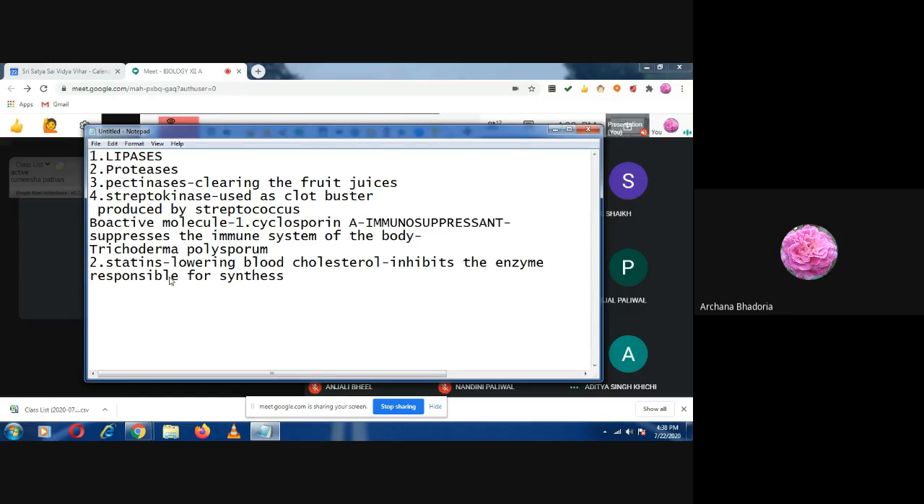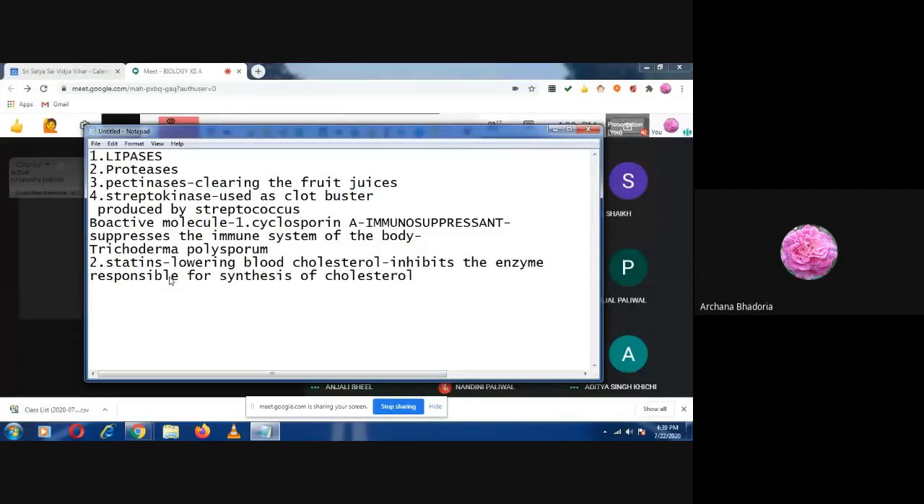Done, everyone? Did you understand? What is the role of statin? Lowering the blood cholesterol. And how will it lower the blood cholesterol? Ma'am, by inhibiting the enzyme which is responsible for the synthesis of cholesterol. That way, blood clots will not form.